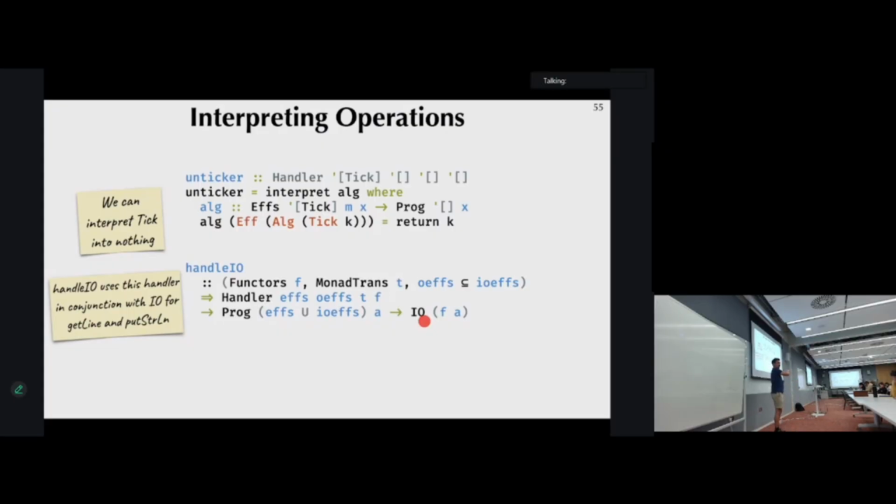You can pass things through and say, well, these ones, I know they're happening, but I don't really want to know about it anymore, so just pass it through. Okay, so that's what the handle IO does. And it allows you to actually interact with the real world in this system.